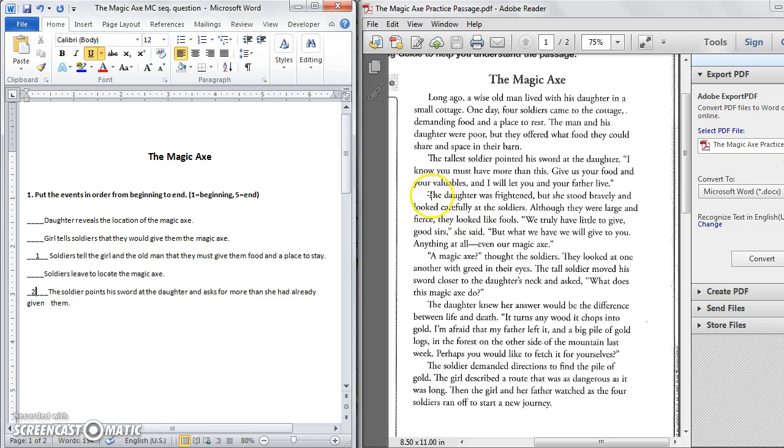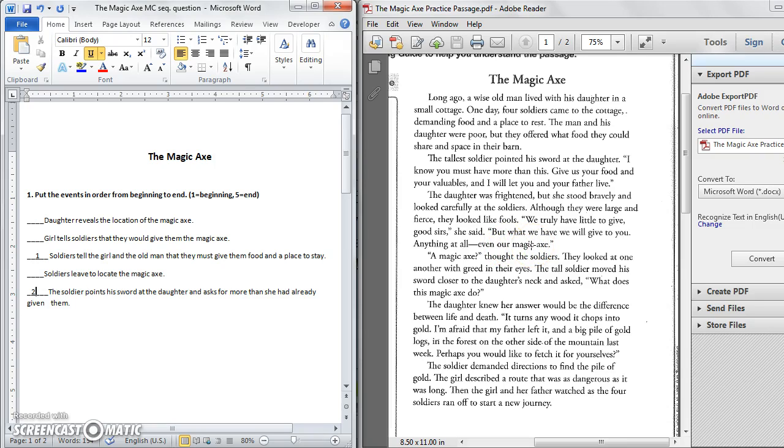So I'm on the 3rd paragraph. The daughter was frightened, but she stood bravely and looked carefully at the soldiers. Although they were large and fierce, they looked like fools. We truly have little to give, good sirs, she said. But what we have we will give to you. Anything at all. Even our magic axe.